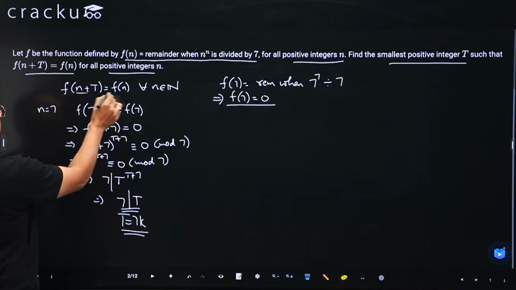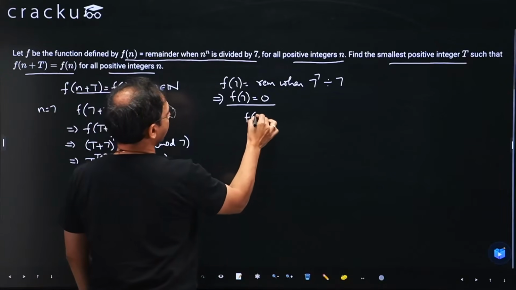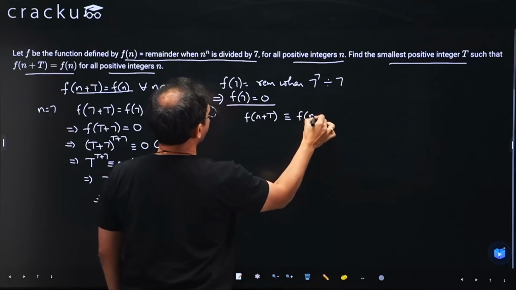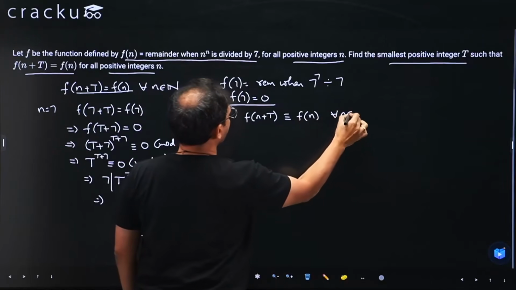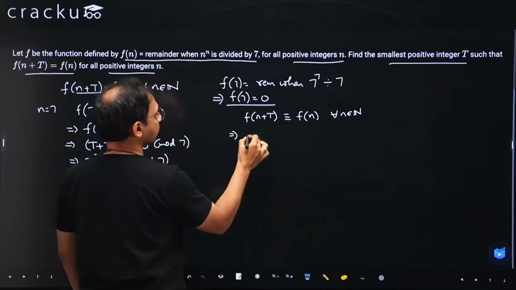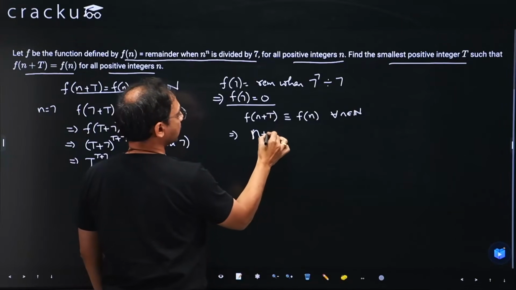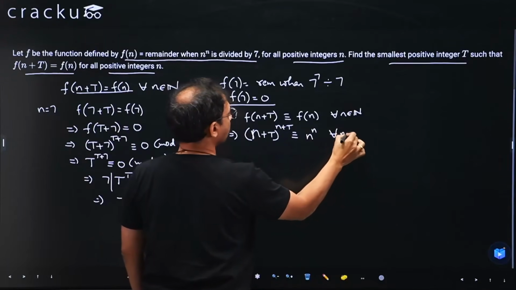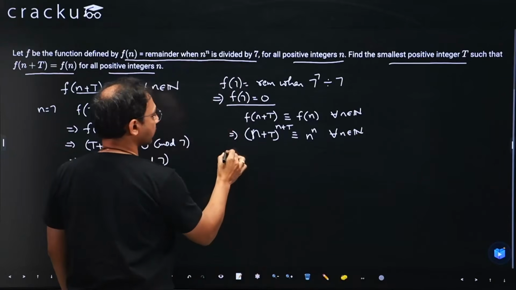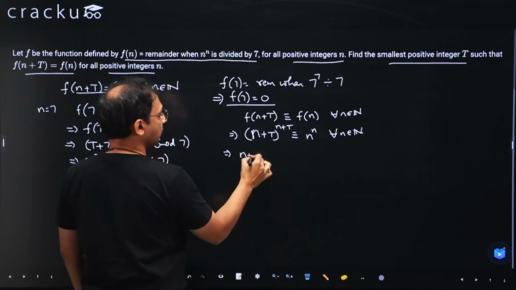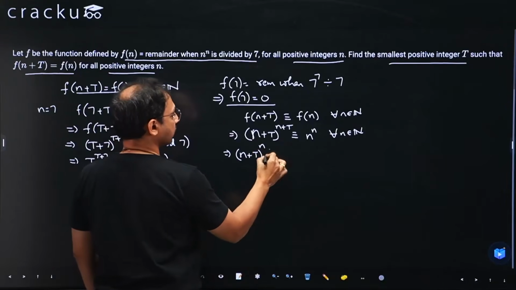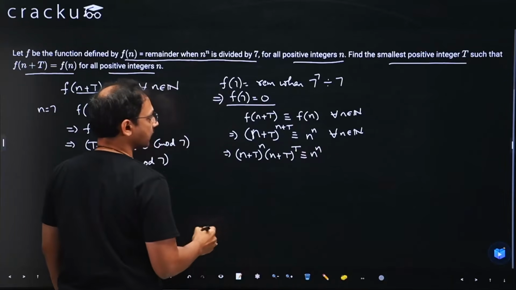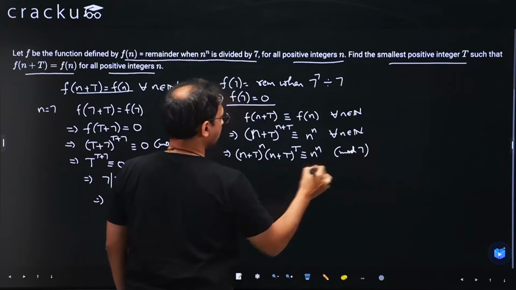So we'll put this in the first equation. f(n + t) is congruent to f(n) for all n belongs to N. So we have (n + t)^(n + t) is congruent to n^n for all n belongs to N. Now this I can write as (n + t)^n into (n + t)^t is congruent to n^n. We are doing everything in modulo 7.